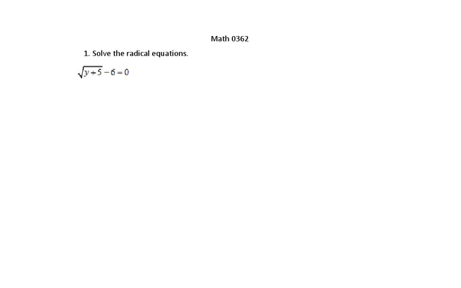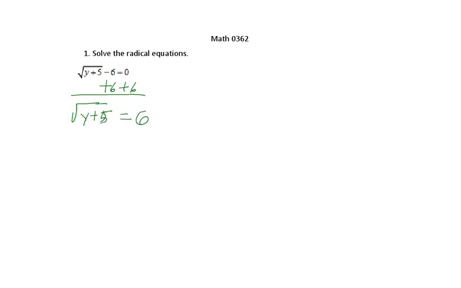Part 1 is question 1 through 9, and that's where we start. Question 1. They'd like us to solve the radical. Well, before we can solve the radical, we're going to have to add 6. So square root of y plus 5 equals 6.